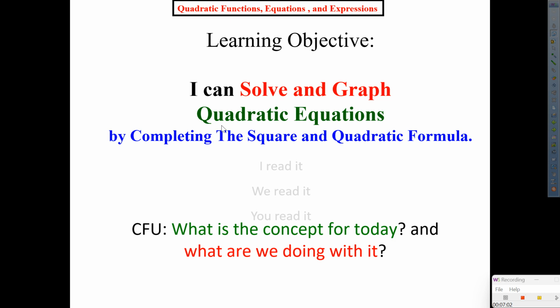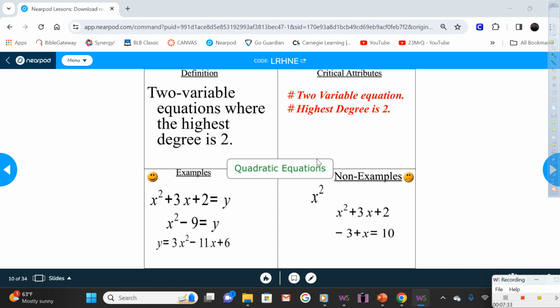All right, so what are we dealing with? Quadratic equations. So remind your neighbor a definition for quadratic equations without looking at your notes. So once again, we're looking at 2 variable equations where the highest degree is 2. And once again, that's what they look like.